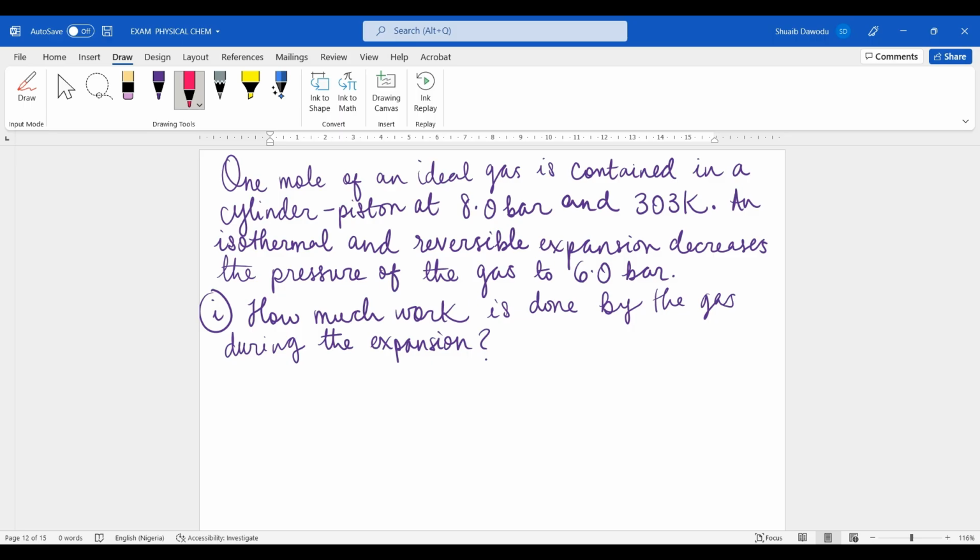Today we're going to be working on the question on the screen from one of my students who had this as one of their past questions for their upcoming exams. So this is not a question from the Physical Chemistry Atkins 11th edition textbook. This is a question from one of the past questions of one of my students.